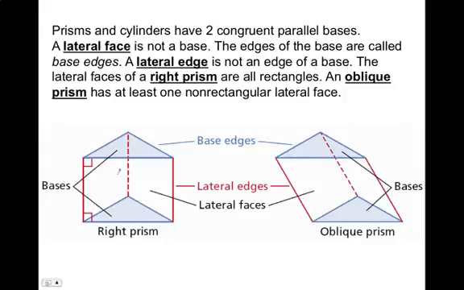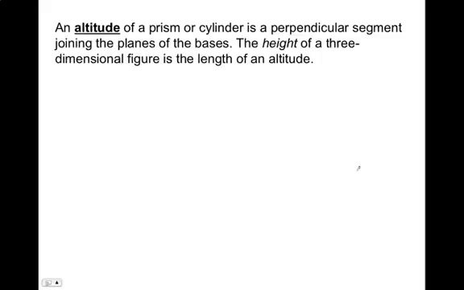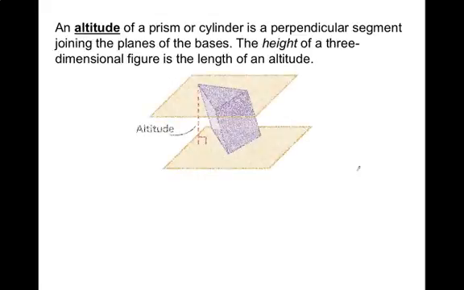The lateral faces of a right prism are all rectangles, as we have discussed in class. An oblique prism has at least one non-rectangular face. So notice you have a bunch of parallelograms over here. The altitude is still the height of the solid. It is perpendicular to the segment and it connects the two bases. So the height of a three-dimensional figure is the length of the altitude.